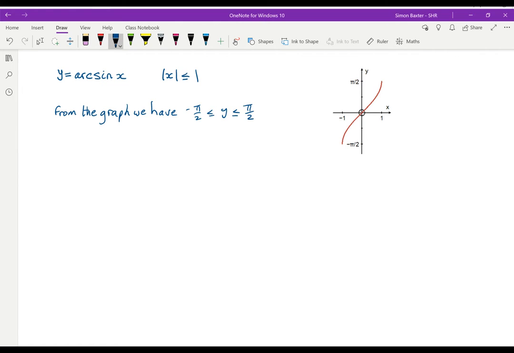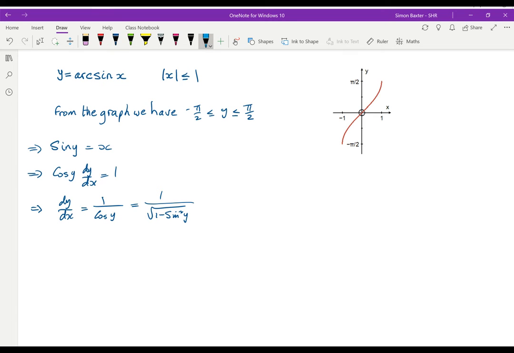The first thing that we need is to take sine y is equal to x. Differentiating with the chain rule, we get cos y dy by dx is 1, and therefore dy by dx is equal to 1 over cos y. We should all know that cos y is root 1 minus sine squared y.